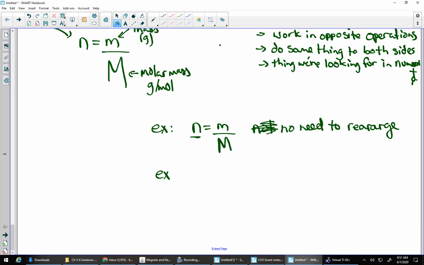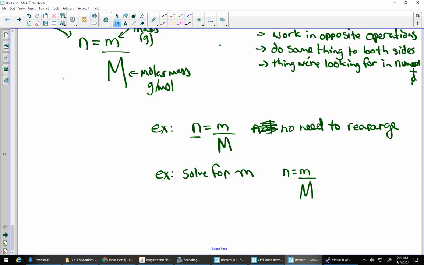And we'll make it a little bit trickier this time. Solve for lowercase m. I'm going to be very specific that it's a lowercase m. So I start with my original, n is equal to mass divided by molar mass. Oh no, mass is not all by itself on one side of the equation.